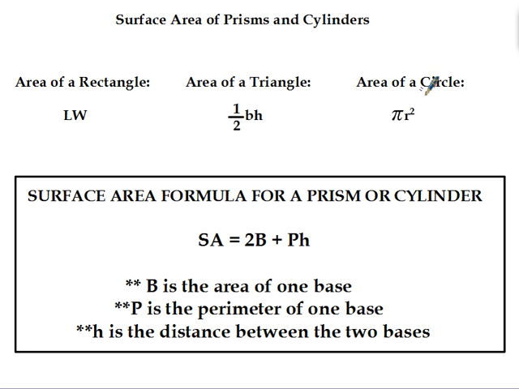But not only are you going to need to know the area of a circle, you're also going to need to know the circumference of a circle. And that's 2 pi r. And remember, that's kind of like the perimeter of a circle. It's finding the outside edge.